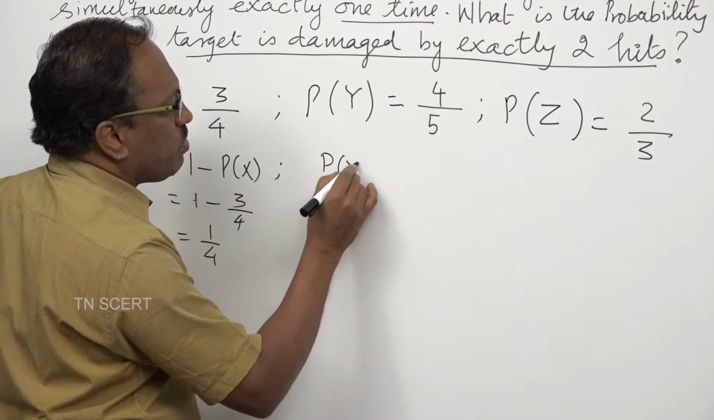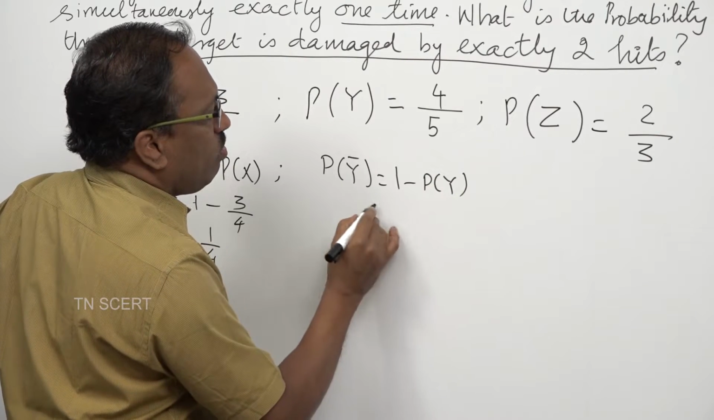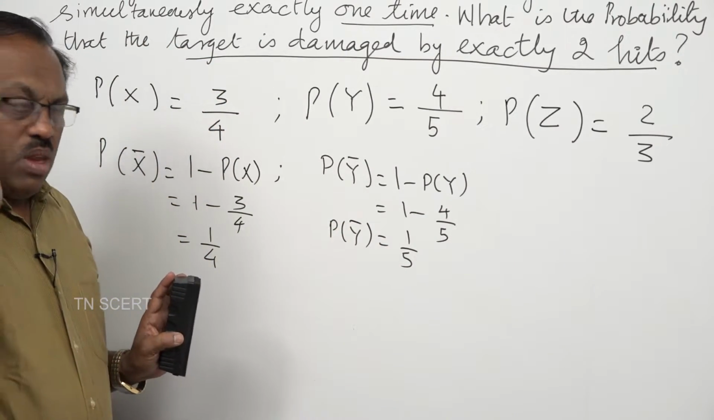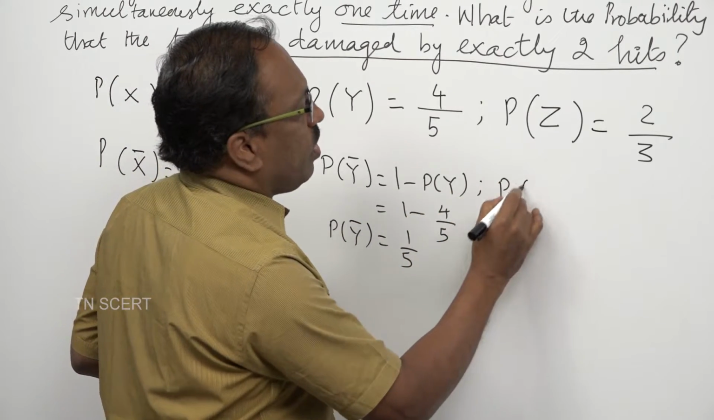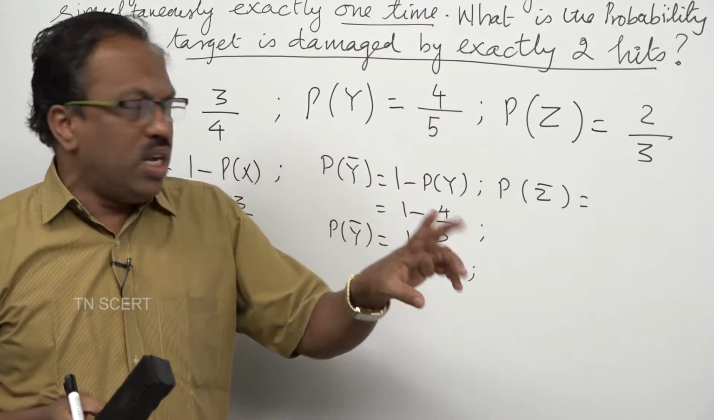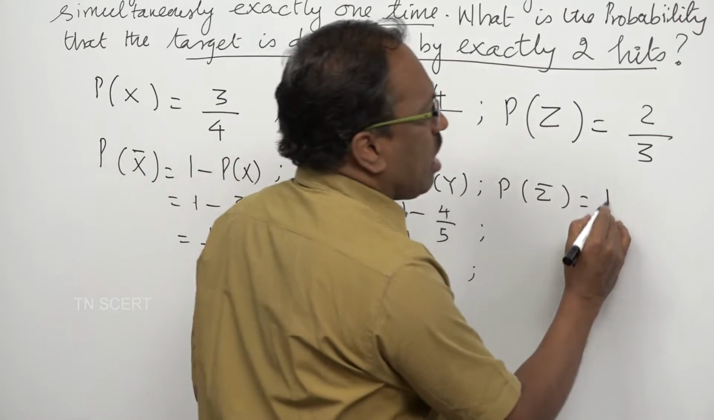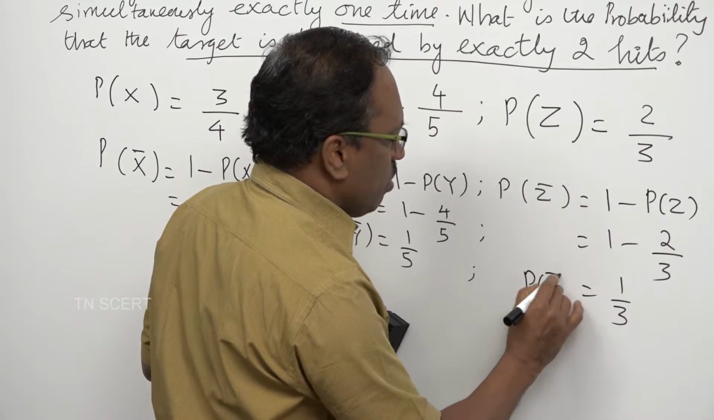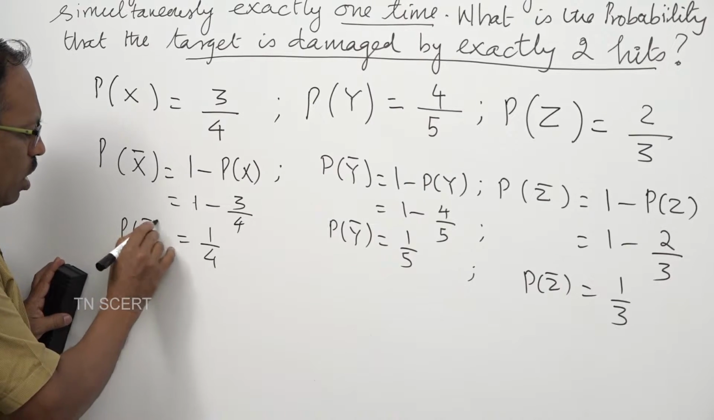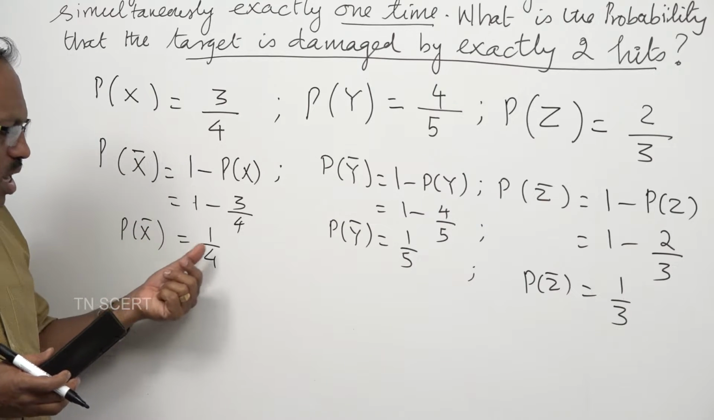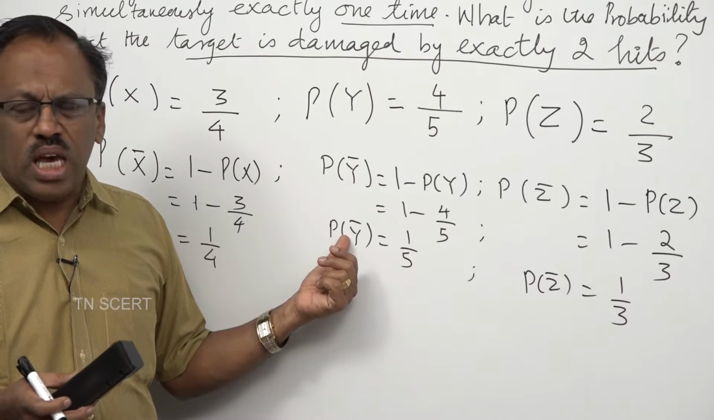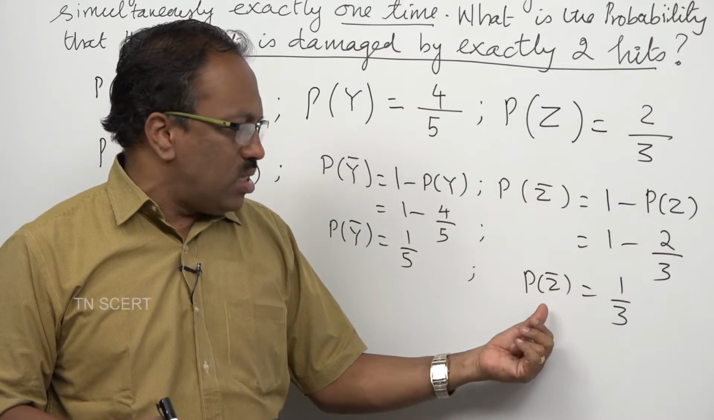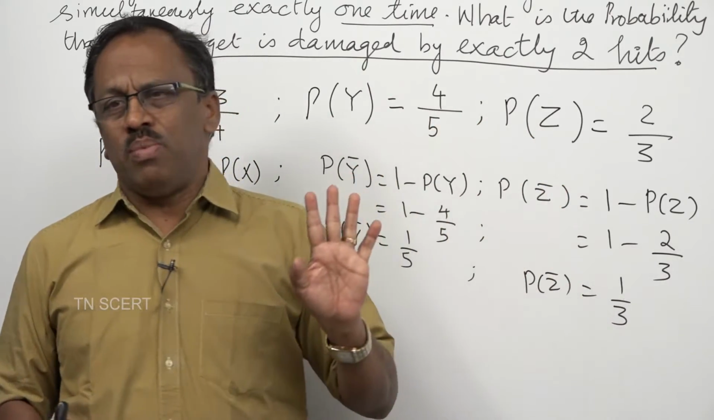Likewise, we take P of Y bar, 1 minus probability of Y, which means 1 minus 4 by 5, that is 1 by 5, that is the probability of Y bar. And probability of Z bar, that means the third person does not hit the target, that is the complement. The same formula applied, 1 minus 2 by 3, which means 1 by 3, P of Z bar. Remember, the first person hitting the target is 3 by 4, not hitting is 1 by 4. Same way Y 4 by 5, not hitting 1 by 5, and the third person 2 by 3 hitting, not hitting is 1 by 3. Like that we found out.